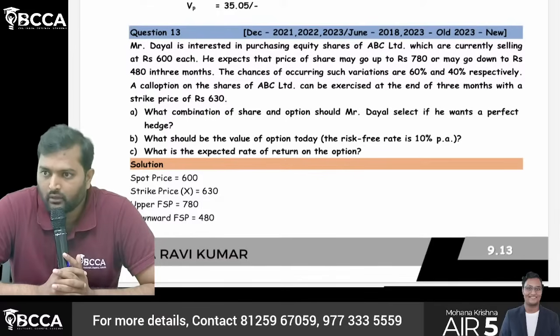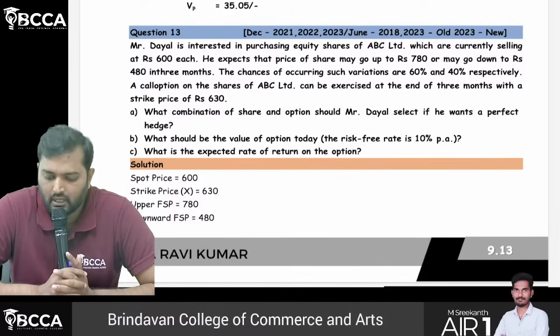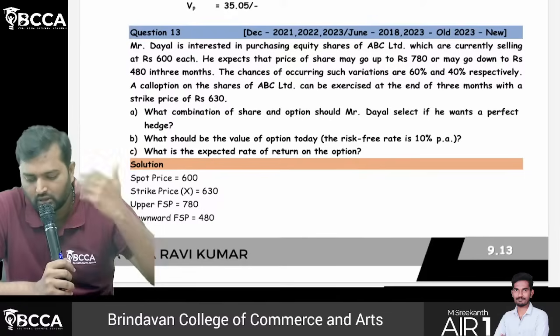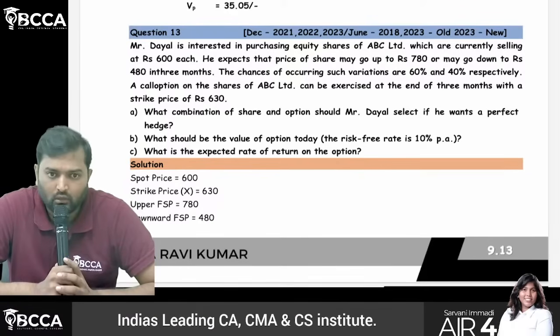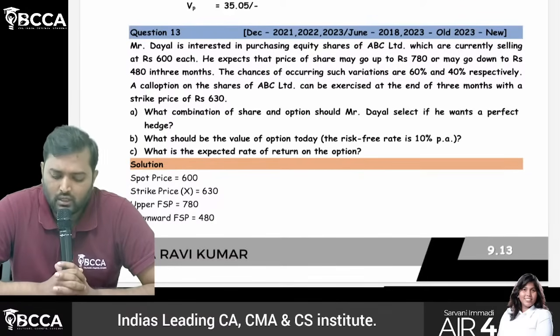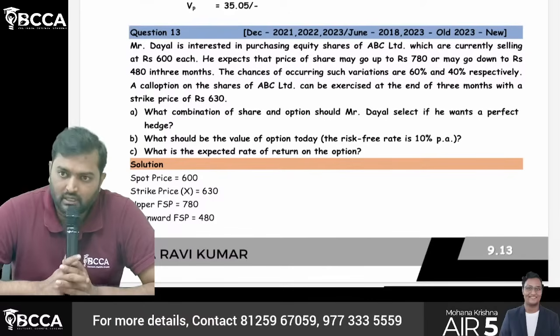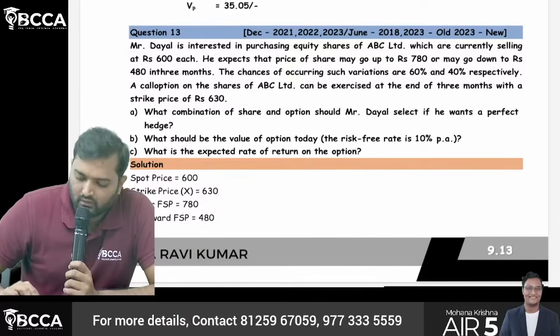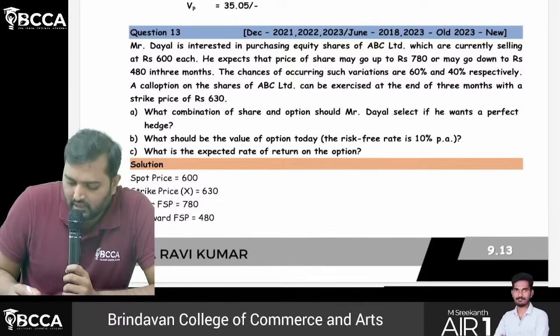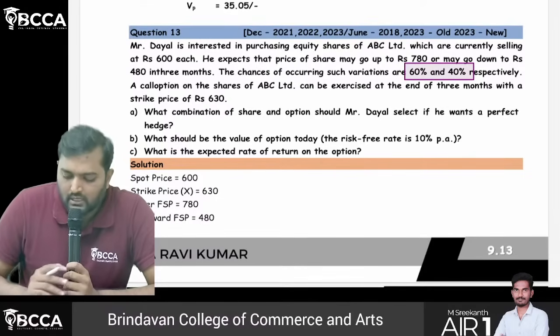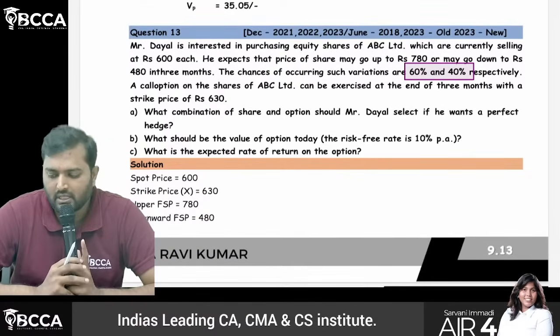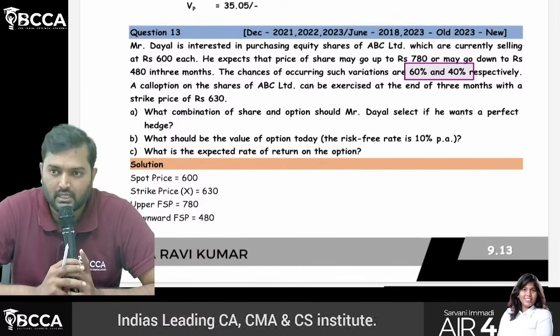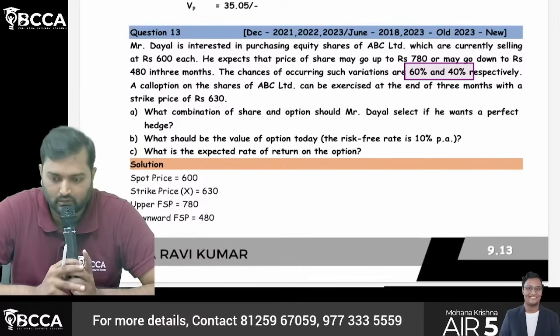This is also a binomial model. Two possible prices are given. Price may move up to 780, may go down to 480. The chances of occurring such variations are 60% and 40% respectively. Be careful with these percentages. This is the special point in this question for the third part.